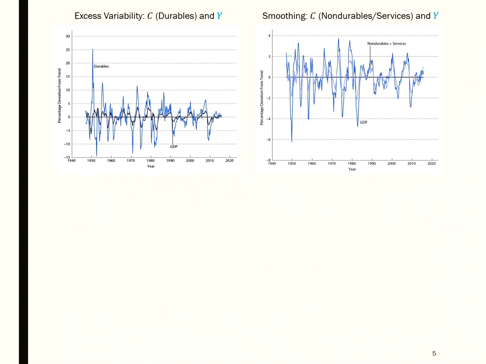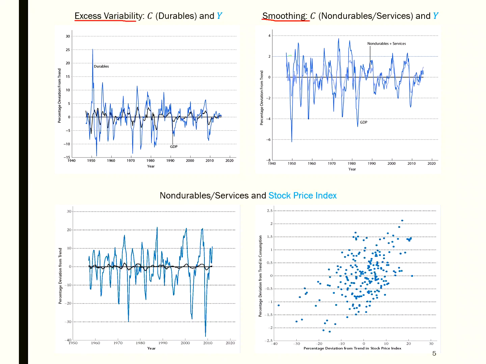The four graphs on this slide show the two stylized facts of the business cycles in the credit market or capital market: the excess variability of durable goods and consumption smoothing of the non-durable goods. It is shown in the lower right figure that durable goods and stock prices are positively correlated, suggesting that durable goods are better treated as investment rather than consumption.